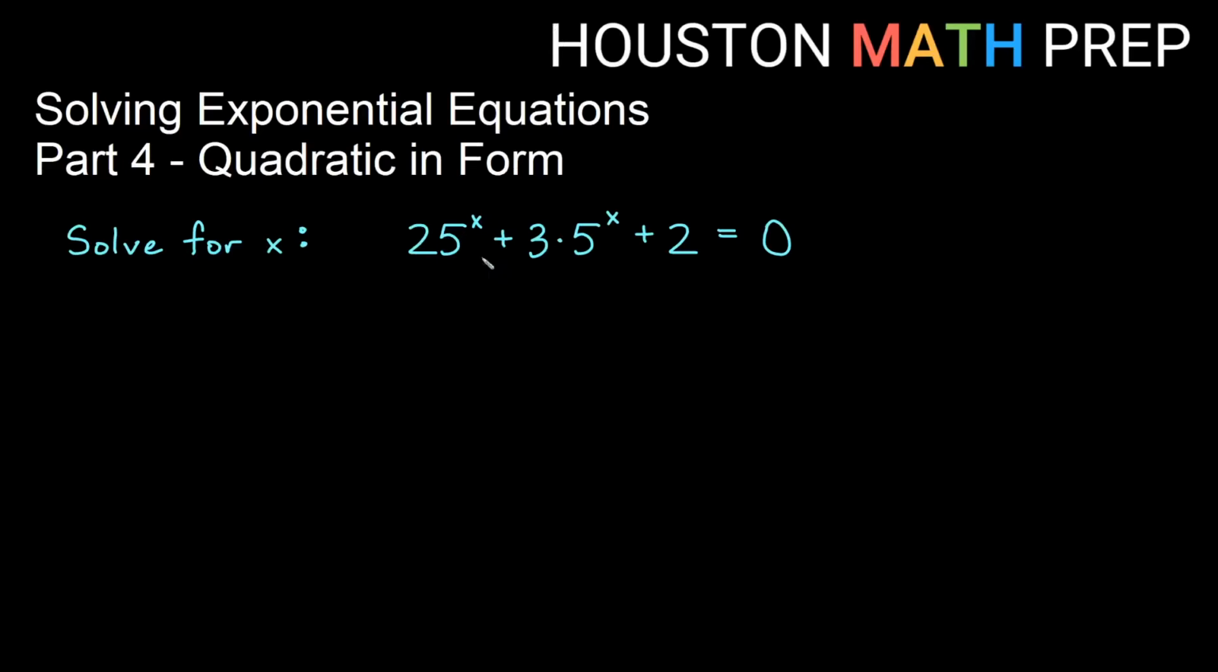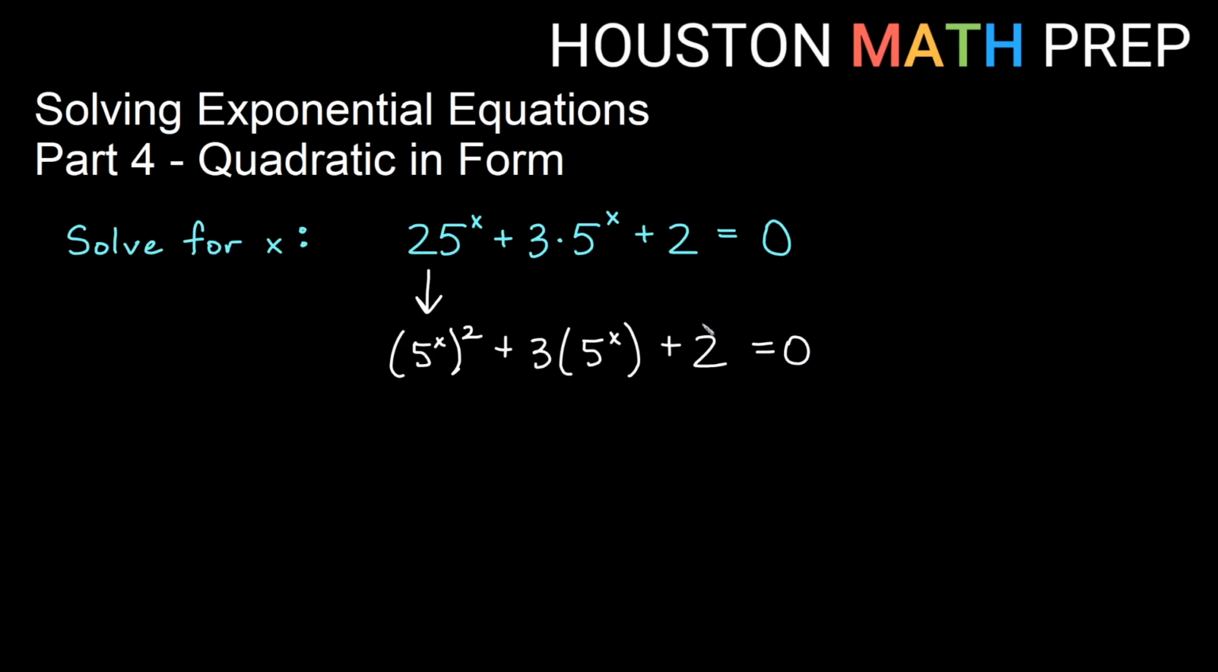Looking at one more, 25^x + 3 times 5^x + 2, we want to see this 25 as 5 squared. And so we will change our thought process here and think of this as (5^x)^2 + 3 times 5^x + 2 = 0.